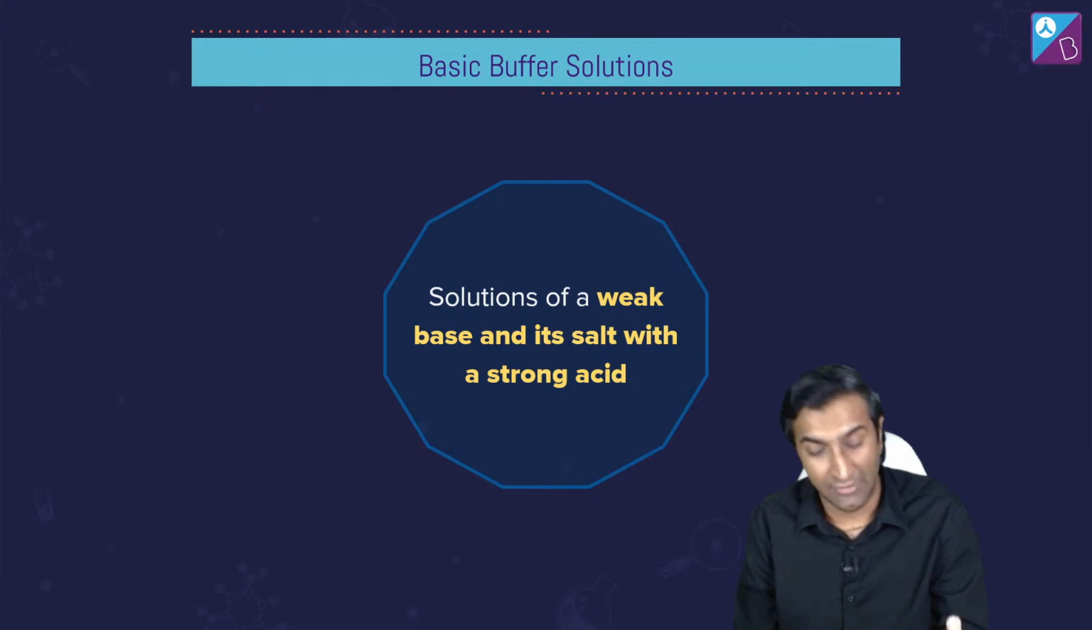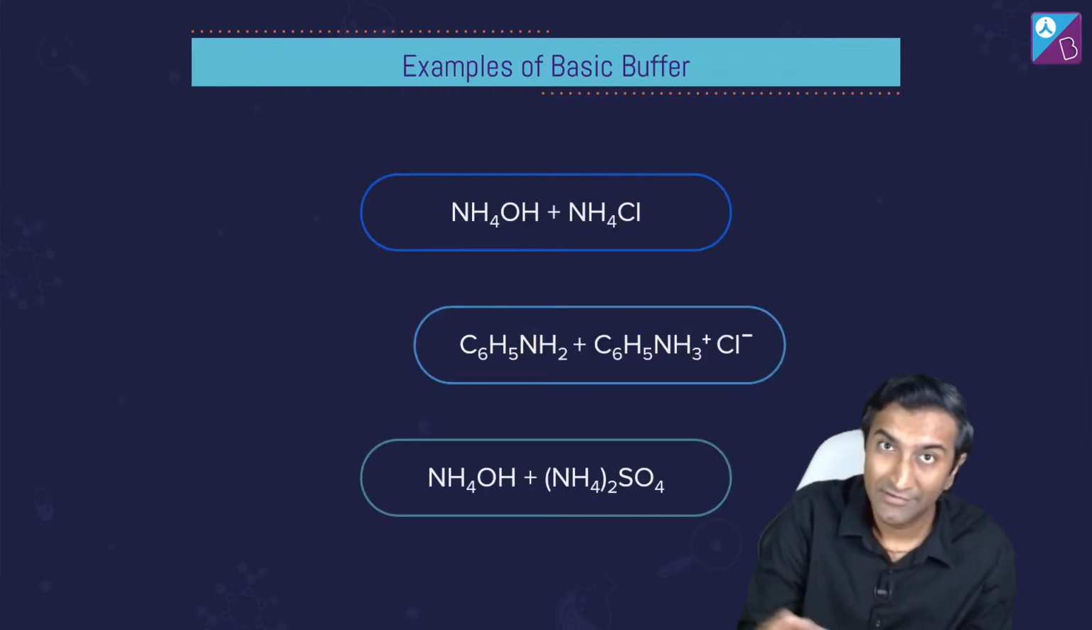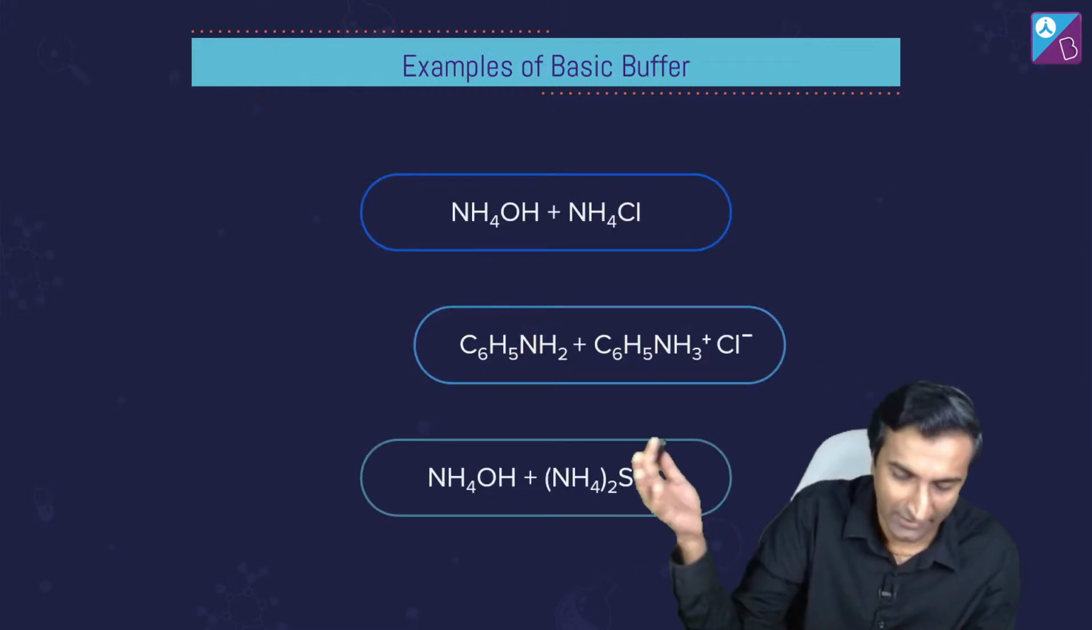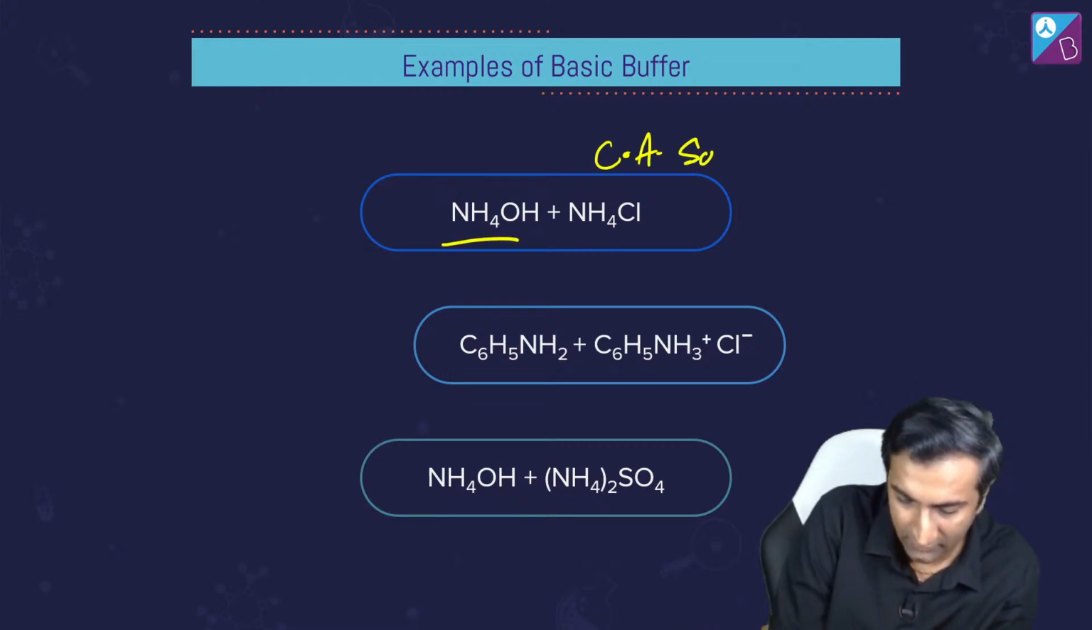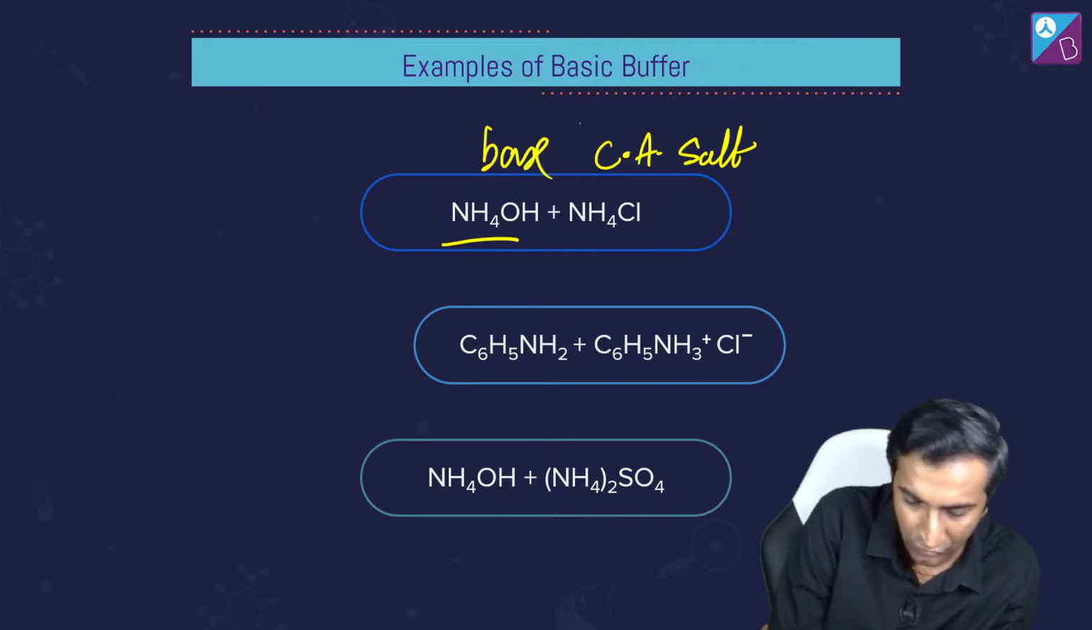Now, in this case, cationic hydrolysis will happen. Okay? You take a base and a salt of its conjugate acid. So here's the base, and here is the salt of the conjugate acid. And the same case goes for all of them.